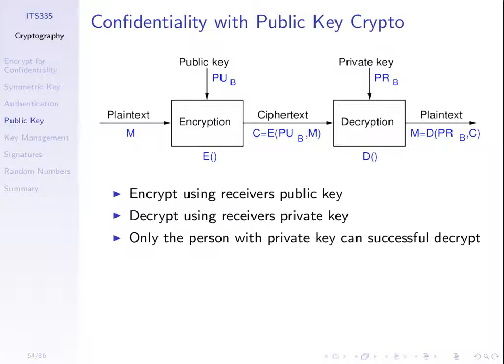So anyone can send a message because the key is public, but that's okay. What we want to stop is that someone intercept the message and read it. And that's impossible if we have a secure algorithm and if we don't know the private key of B. So that's how we provide confidentiality with public key encryption. Only the person with the private key can successfully decrypt.